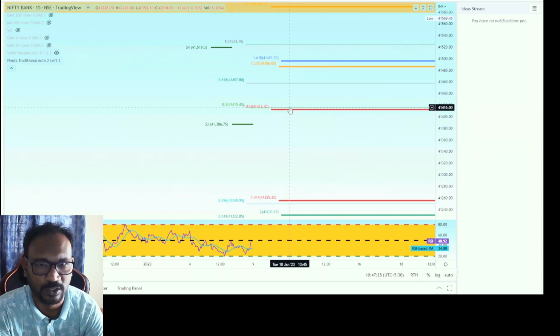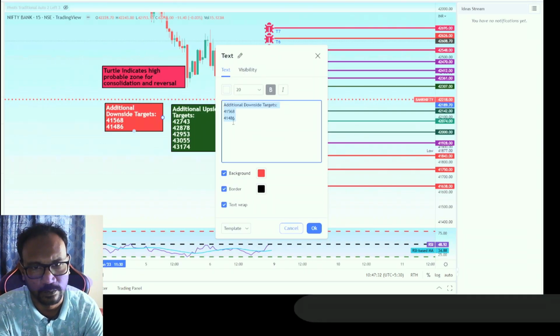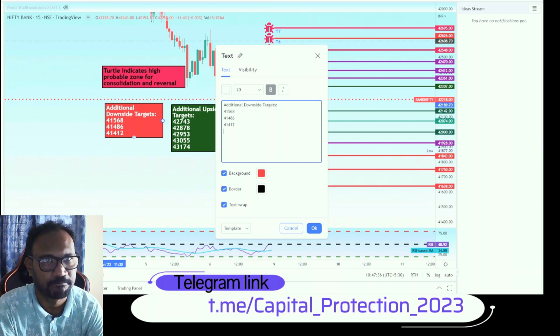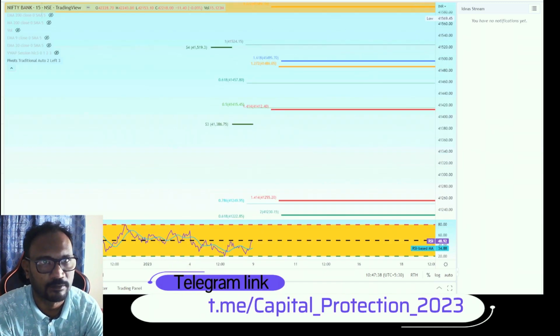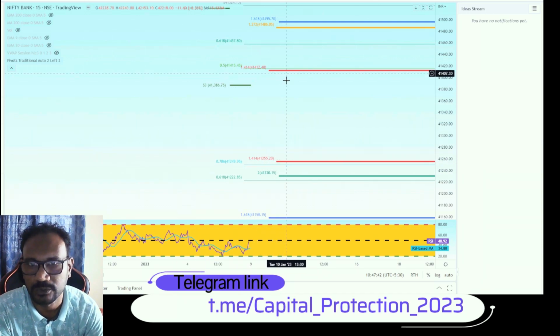Then you have a strong confluence here. This is really good. That is 41,412. And then there is a huge gap, right?